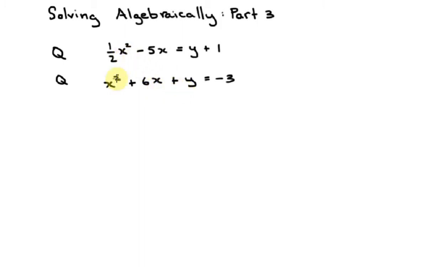Certainly wouldn't want to try to isolate an x since there's x squareds and x's, too much going on with the x. But look at the y on this top one. All I have to do is move the 1 over. So that's what I'm going to do.